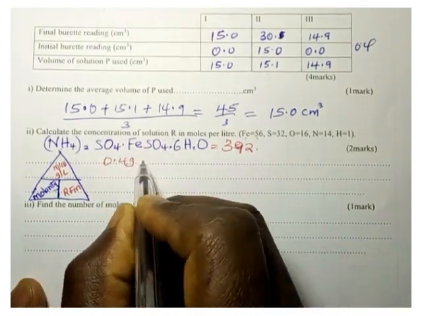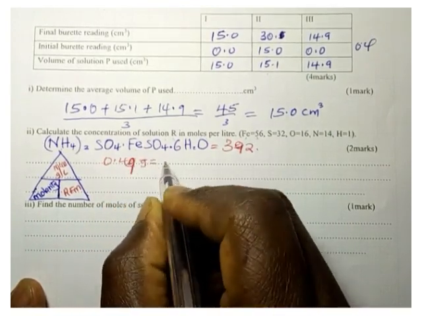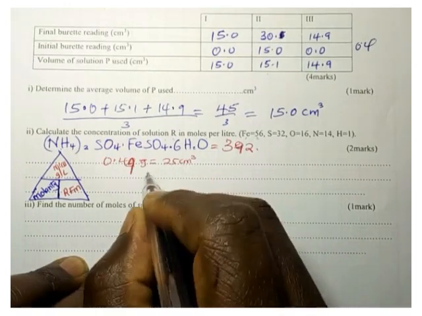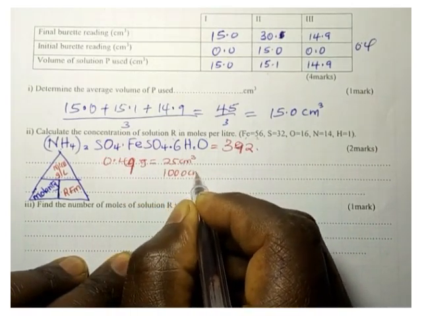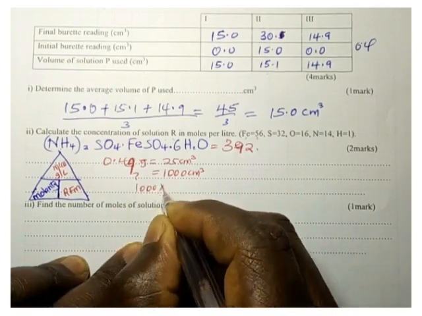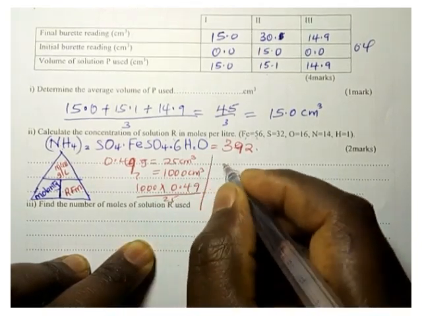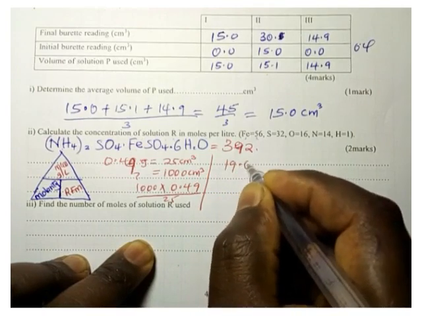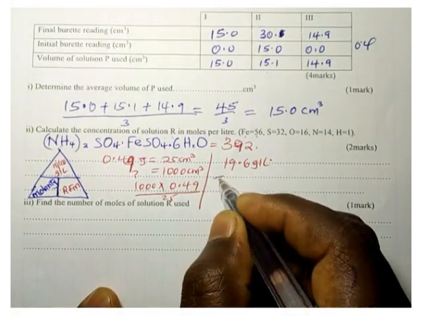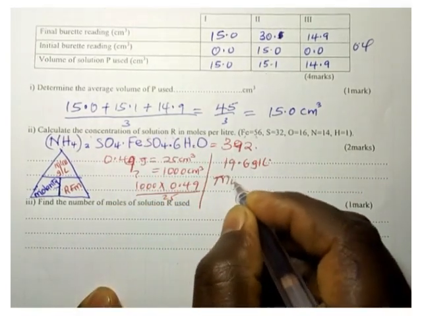And we know that 0.49 grams of this iron was dissolved in 25 centimeters cube. We can get the mass in 1 liter. So we will ask, 1,000 centimeters cube will give us which mass? It is 1,000 times 0.49 divided by 25. And this one will give you 19.6 grams per liter.